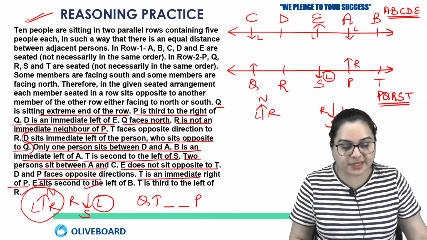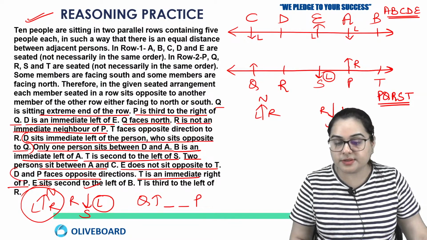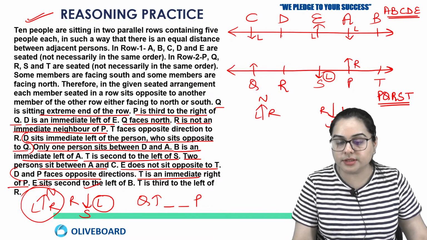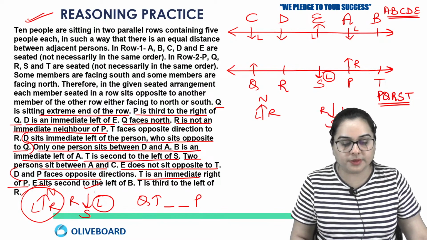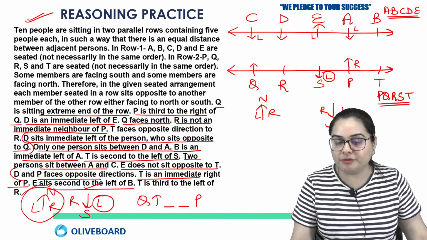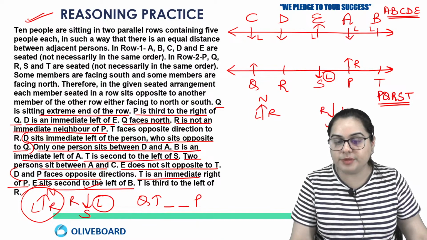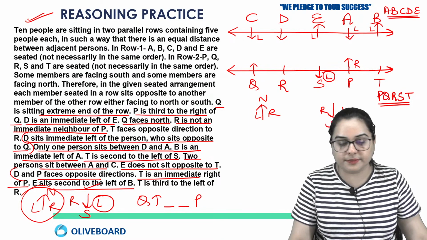So previously there was some information that D and P face opposite directions. So if P is facing north, D will be facing south. Now E sits second to the left of P. So where E is, that is left of B. So B will be facing north.